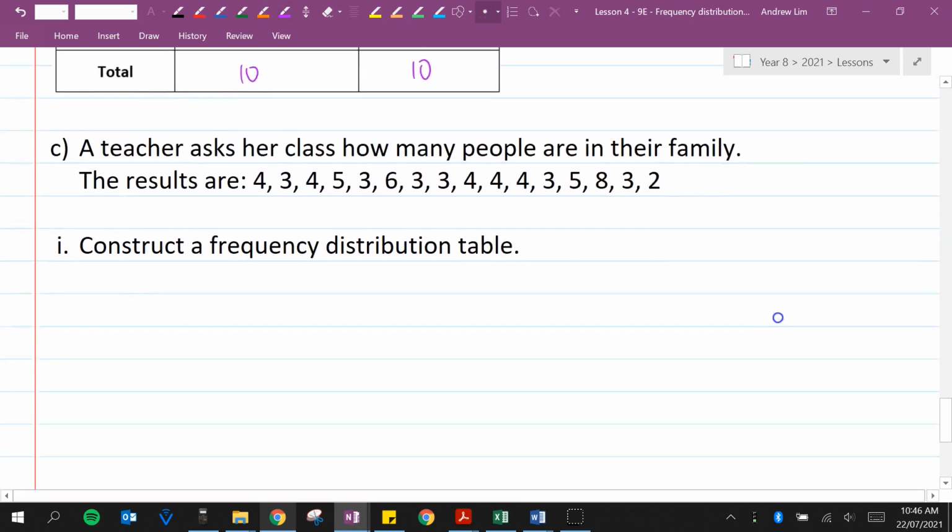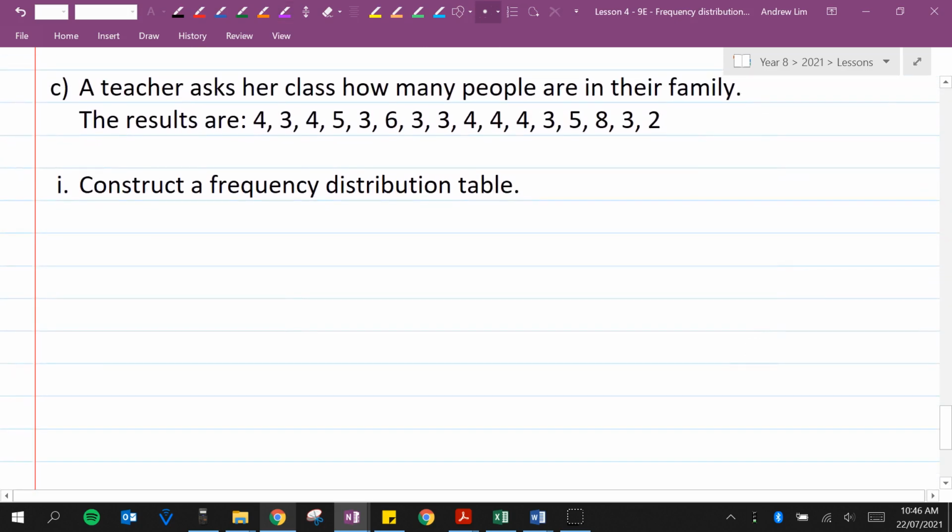Okay. A teacher asks her class how many people are in their family. The results are 4, 3, 4, 5, 3, 6, 3, 3, 4, 4, 4, 3, 5, 8, 3, 2. Construct a frequency distribution table. Can I get you to pause the video and have a go with this one yourselves?